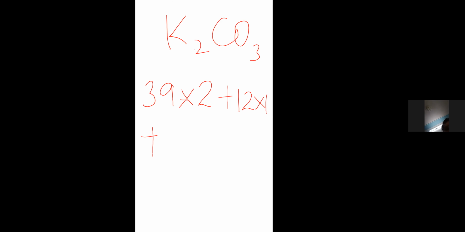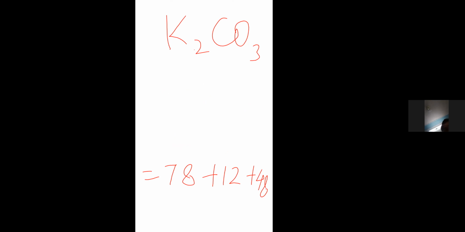Let me complete it. 16 into 3. So 39 into 2, 78. Plus 12, 16 threes are 48. So now, what we got finally: 138 u. 138 u is the molecular mass for potassium carbonate.